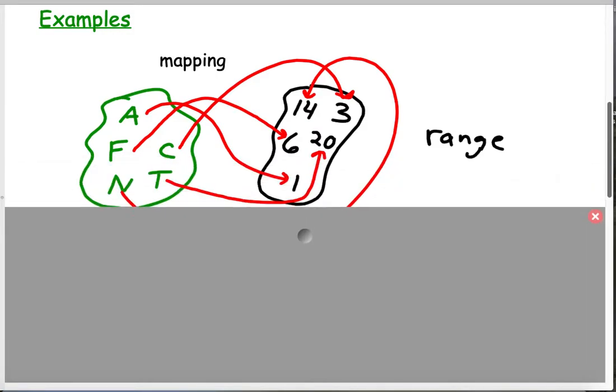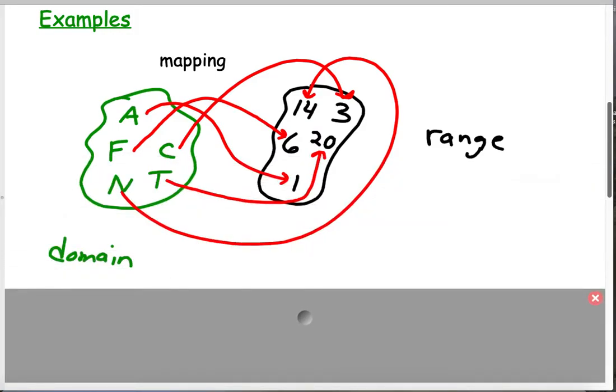One way to represent a function is through a mapping. We have a green set which represents the domain and a black set which represents the range. You can see that I have an arrow here, that each element of your domain, for example, A, gets matched over to 1 in the range. And N gets matched over to 14 in the range. So everything in the domain is getting matched to only one element in the range.